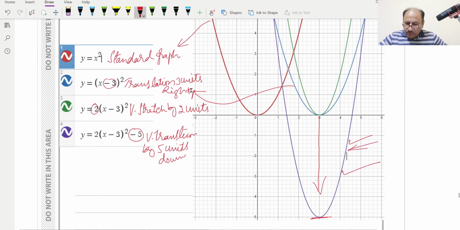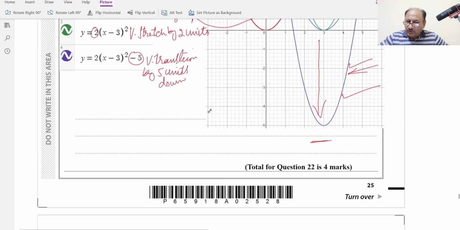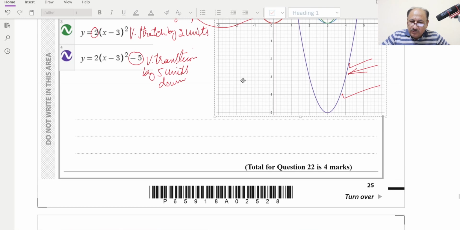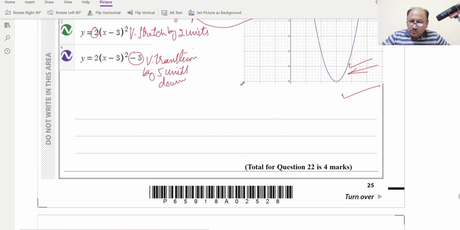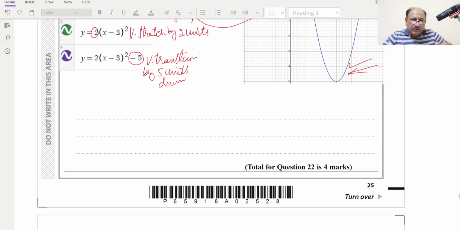Hopefully you understood this. Now what we have to do is write down the steps. These steps we have to mention over here. For that, we will be writing the steps of transformation. So it will be: translation 3 units right.